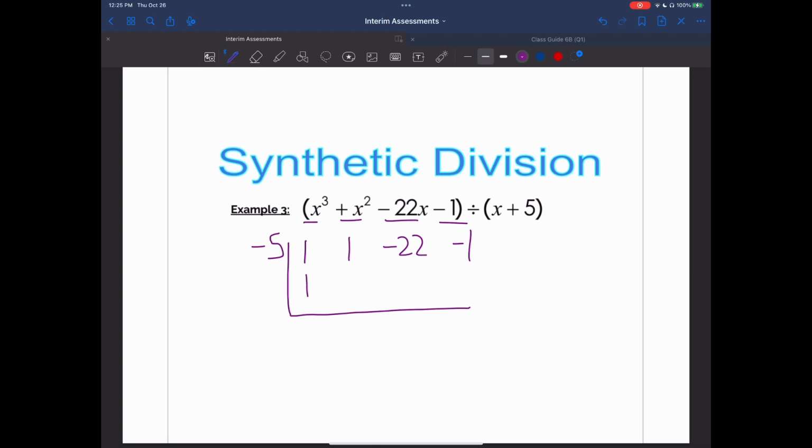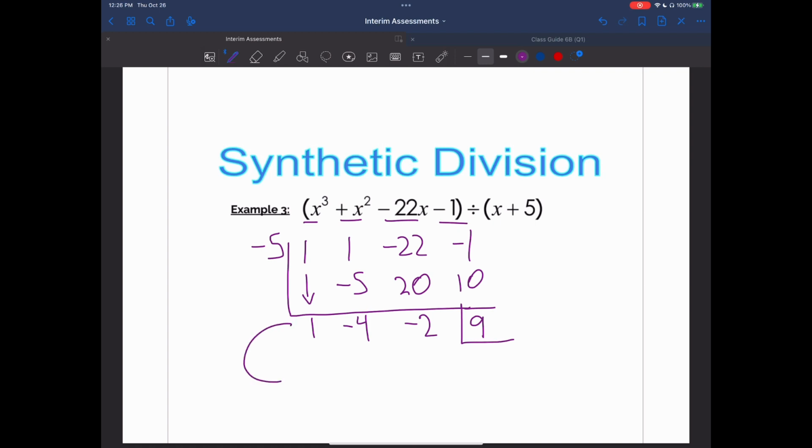Okay, let's bring that 1 down. -5 times 1, I get -5. Adding straight down, 1 plus -5, I get -4. -4 times -5, I get +20. Adding straight down, I get -2. And then -2 times -5, I get a +10. Okay, notice these are not going to cancel out to 0 this time. If I add straight down here, I'm going to get a 9 as my remainder.